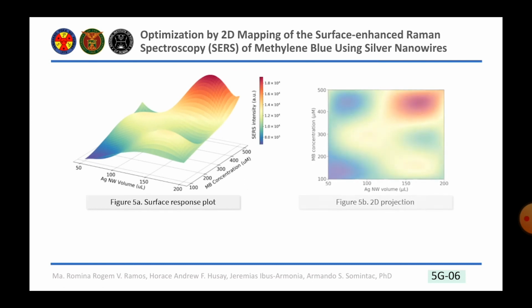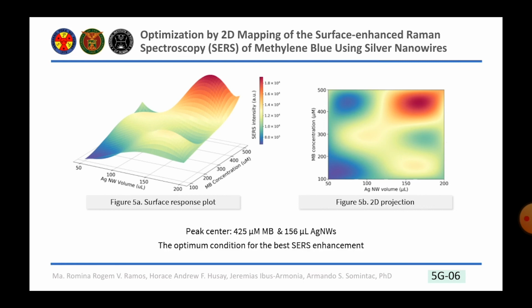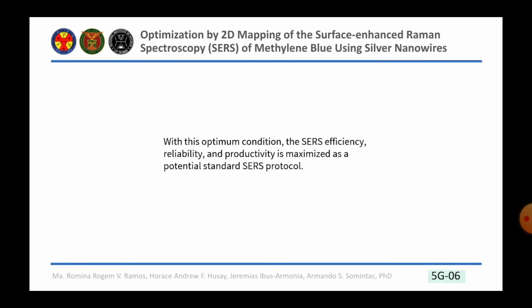To better approximate the SERS behavior, the data was interpolated into a surface response plot. The intensity gradually increased and peaked at 425 micromolar MB concentration and 156 microliter nanowire volume, which are the optimum parameters for the best SERS enhancement. With this in hand, the SERS efficiency, reliability, and productivity is maximized as a potential standard protocol.